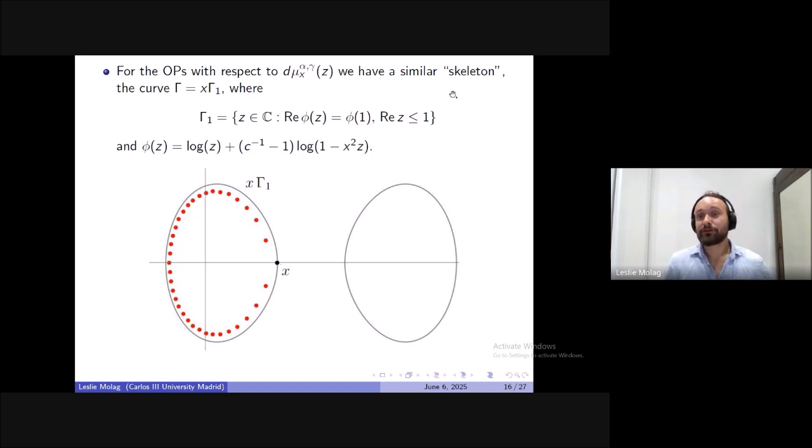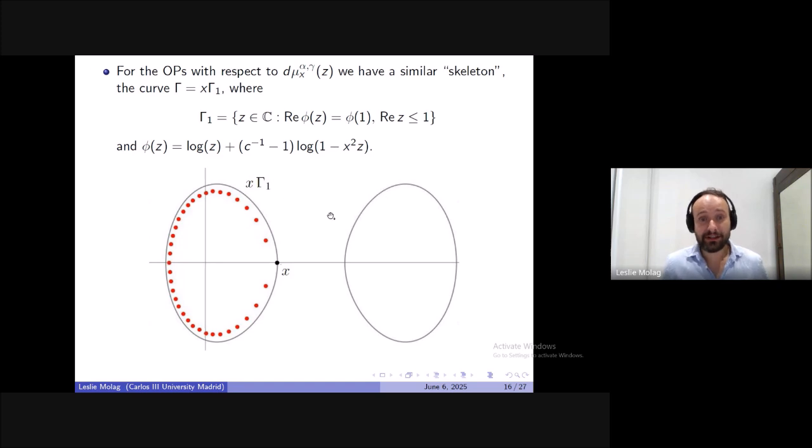Here we have a sort of similar situation. There's again a curve that attracts the zeros, or sometimes called the skeleton. In this case, this curve gamma is given by x times gamma 1. So all the elements in gamma 1 you multiply by x. And gamma 1 is defined via this condition. So again, it's a curve that's defined as a level curve. And in this case, the function that's being used for that is this function here, phi of z, which is the sum of two logarithms of this type that you see here.